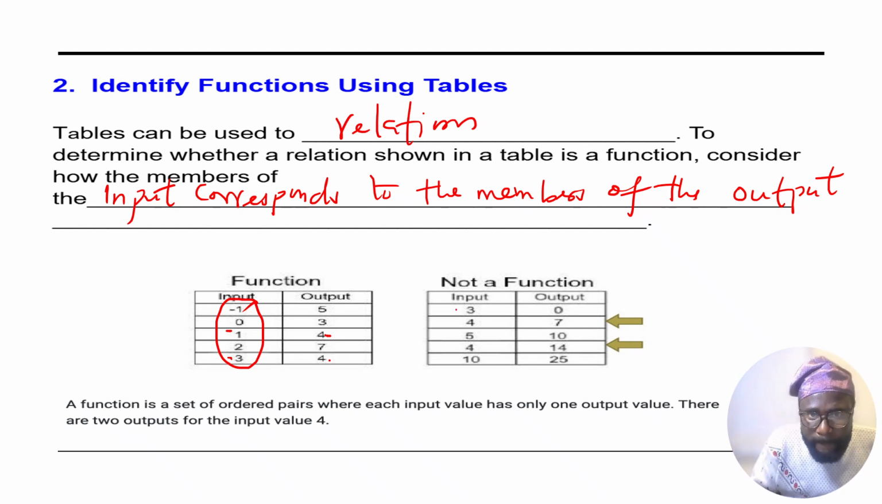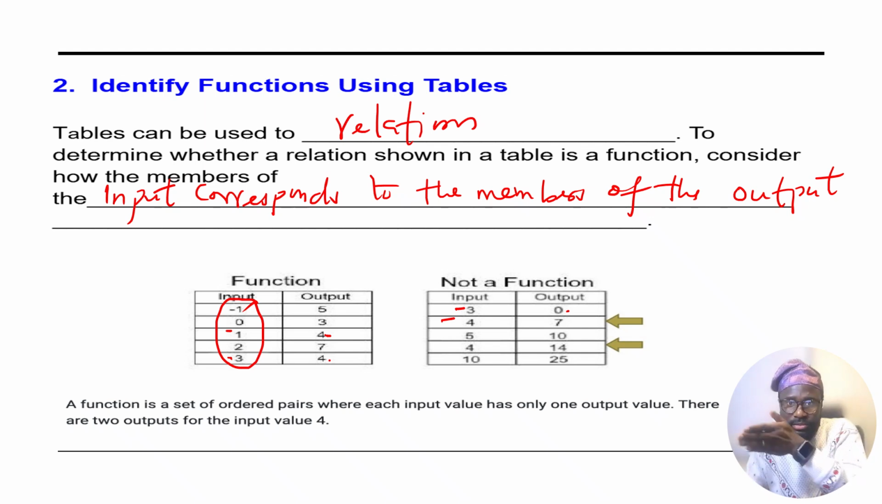I have 3 matched to 0. I have 4 matched to 7. I have 5 matched to 10. I have 4 matched to 14. Did you see that? 4, which is the input value, matched to 7. The same input value, 4, matched to 14. It's not a function.